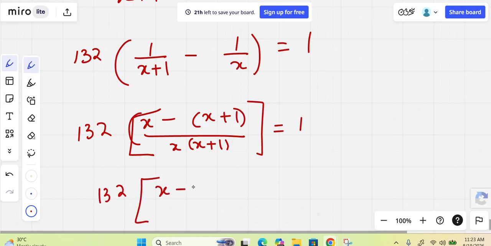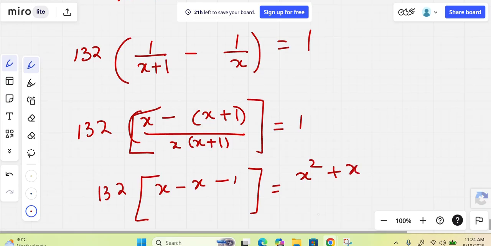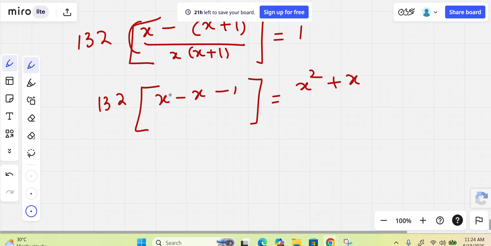132 x minus 1. Did you see that? The minus opened. And can I take this to this side? x square plus x. I opened it and took it to the right hand side. Here these both will get cut. So I am getting minus 132 equal to x square plus x. So what is my equation?